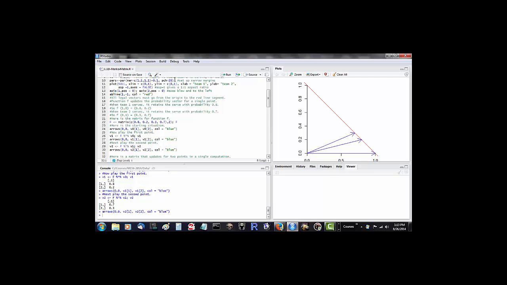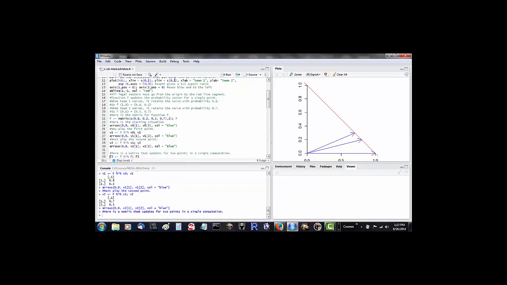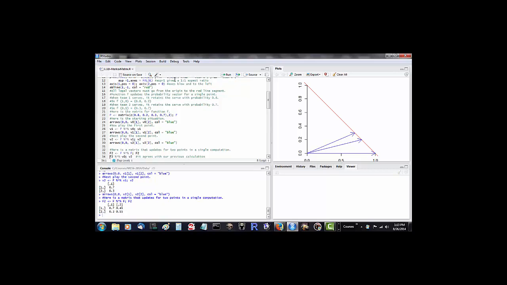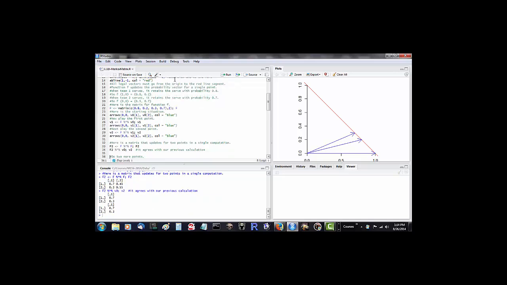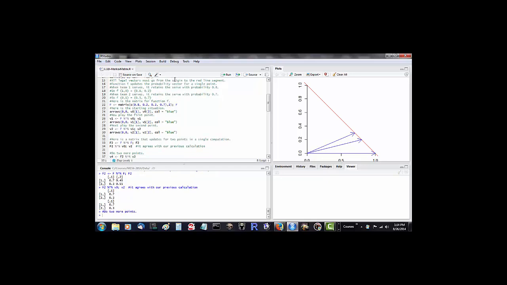Now we multiplied the vector v0 twice by F. Because matrix multiplication is associative, we could have done the multiplication first between the two copies of the matrix F. So I have made F times F, called that a matrix F2. That's a matrix that updates for 2 points. And if we apply that to v0, it gives us the same result, of course, as if we used F twice in succession.